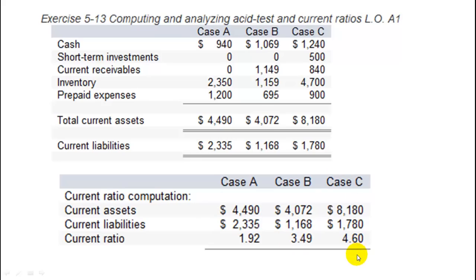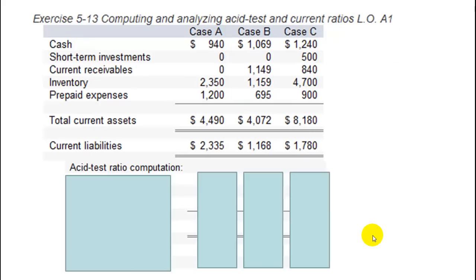What this current ratio really means is that for case C, they have $4.60 worth of current assets for every dollar they have of current liabilities. Let's go on to the next part of this problem.